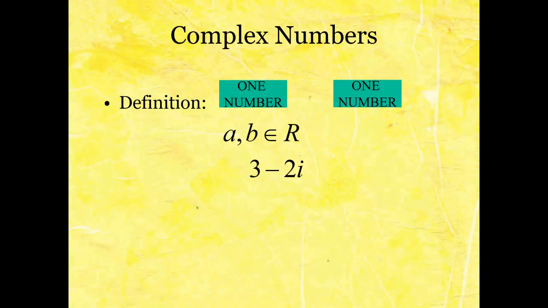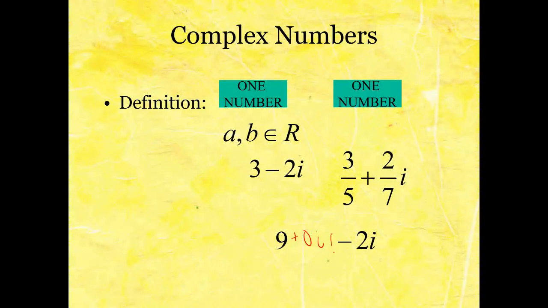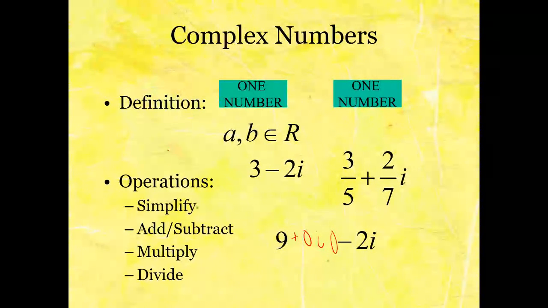So 3 minus 2i is a complex number. 3/5 plus 2/7 i is a complex number. 9 is a complex number, because that can be 9 plus 0i. Negative 2i is a complex number too; I could have 0 minus 2i. The operations that we're going to talk about are adding, subtracting, multiplying, dividing, and simplifying.